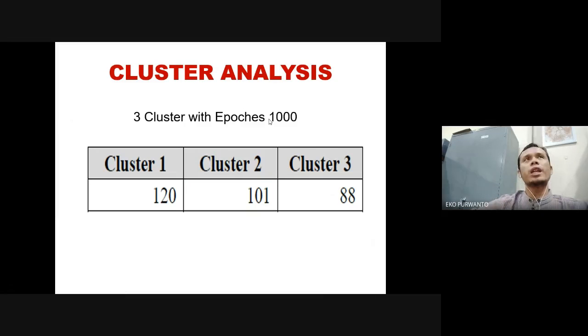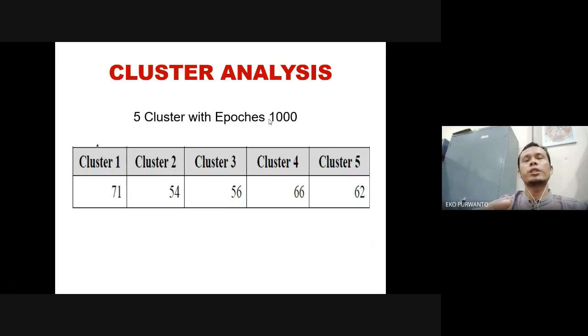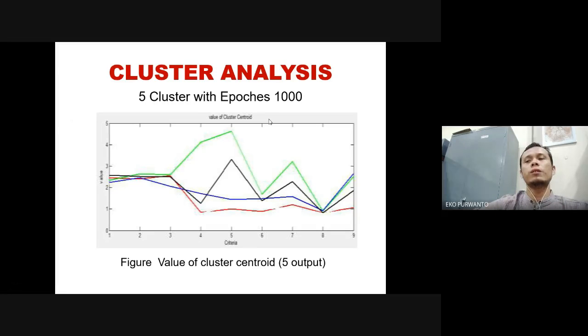Clustering analysis. Three clusters with a purchase of 1,000: cluster 1 has 120, cluster 2 has 101, and cluster 3 has 88. This is a cluster analysis of feature values of clusters for three outputs. Cluster analysis of 5 clusters with a purchase of 1,000: cluster 1 has 71, cluster 2 has 54, cluster 3 has 56, cluster 4 has 66, and cluster 5 has 62. This is the feature value of clusters for 5 outputs.